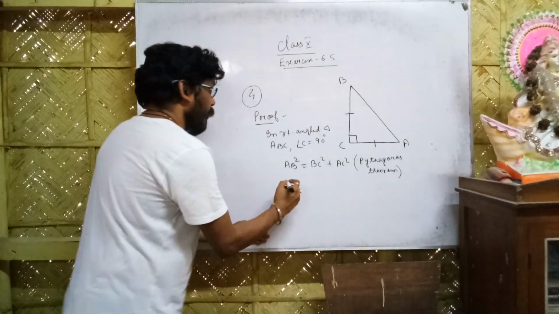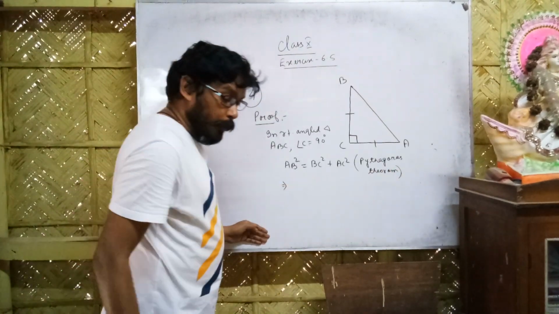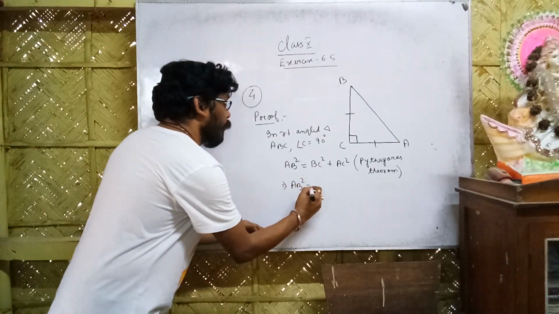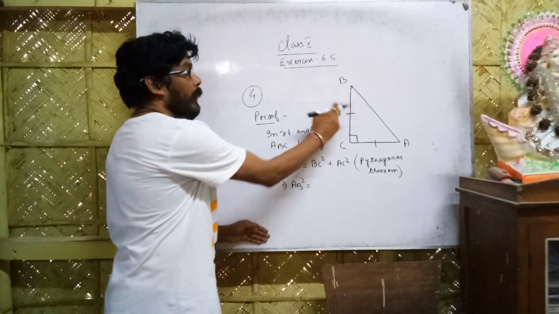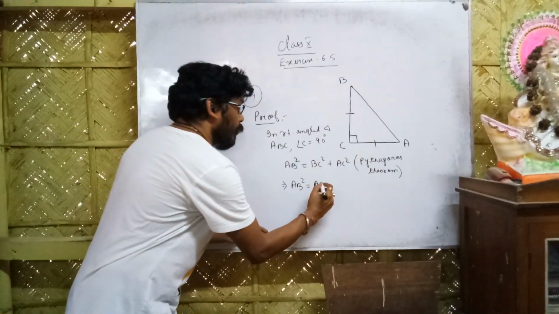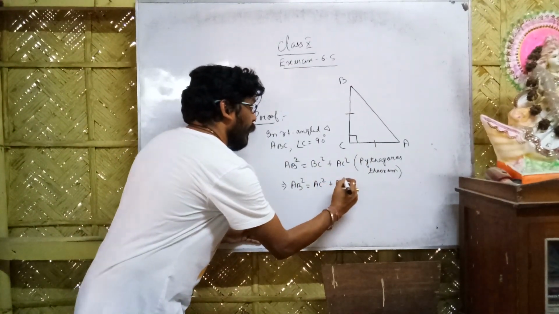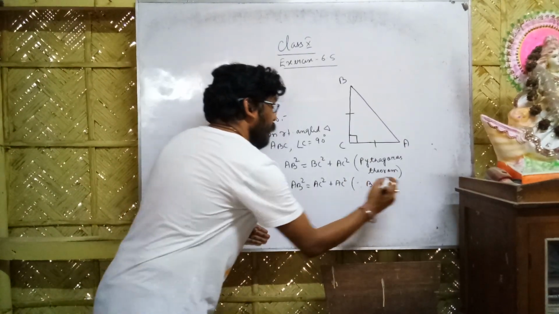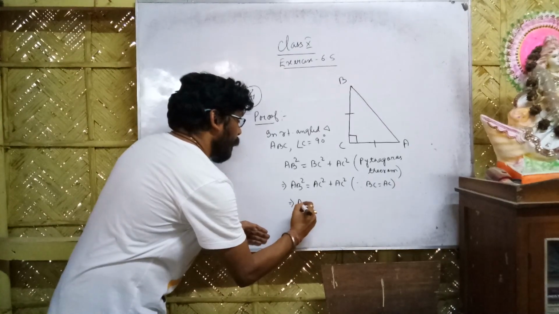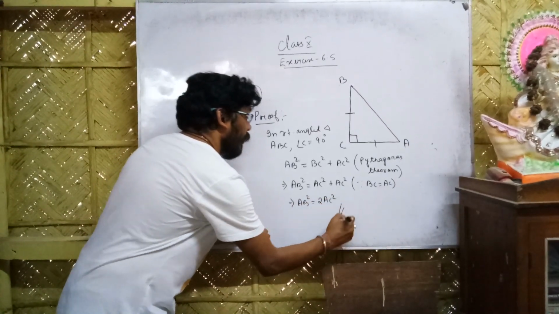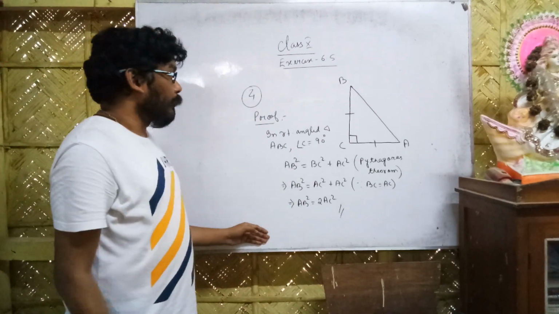Okay. Now what I have to prove? I have to prove AB square equal to 2AC square. AB square equal to AC square. In place of BC, you can write AC because AC and BC are equal. So write AC square plus AC square. Give the reason here since BC equal to AC. So it is AB square, AC square plus AC square is 2AC square. So this is the proof of question number 4.